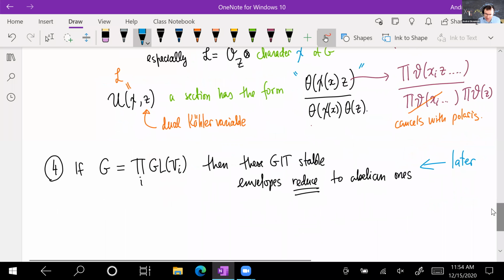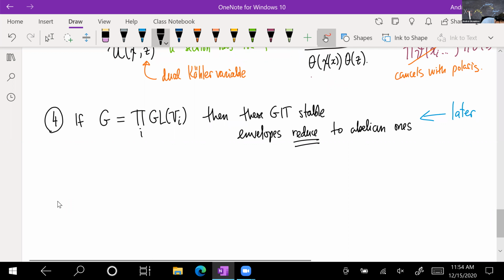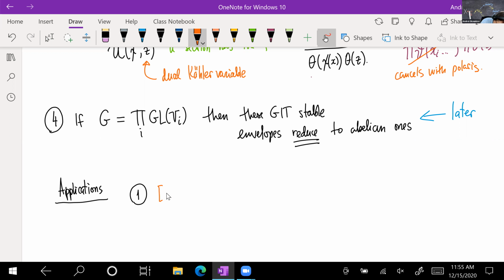Okay, so this is the comparison with what we've seen before. Now, as to the applications, let me look at my notes here. Right, so the main applications, as I said, so this is number one. Hopefully next time, if I get there, I hope next time.